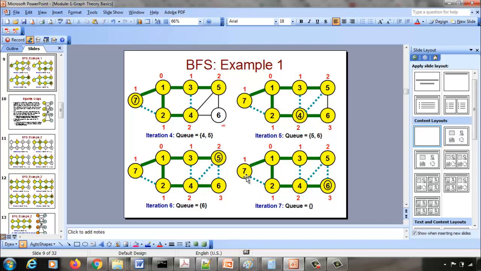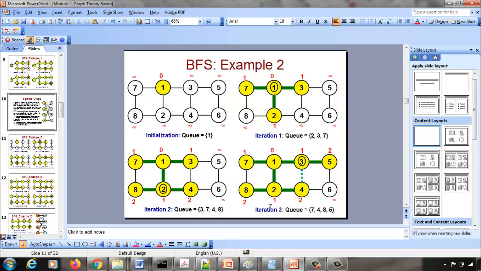Okay, so there is one more example here for breadth first search I have shown. Again I have shown here the starting vertex, which is 1. You could do any other vertex also for practice. I recommend you to try that. So start with 1.